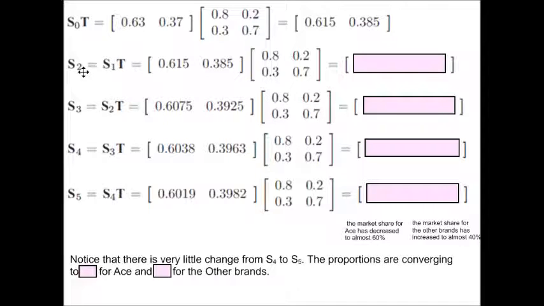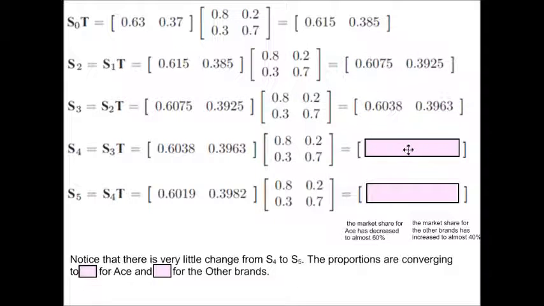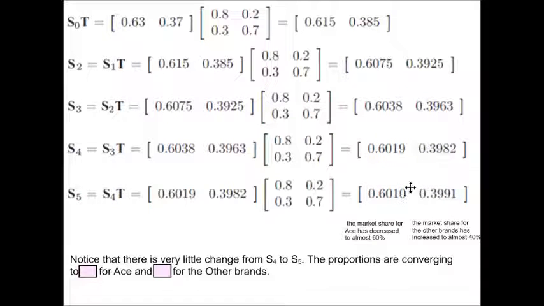So here we have S1, S2, S3, and if we look at the values that we get as we progress from week to week, we can see that these values are pretty much the same. So it looks like the market share for Ace has been fixed at about 60%, and the other brands about 40%. So there's little change between S4 and S5. Proportions are converging to 60 and 40%.